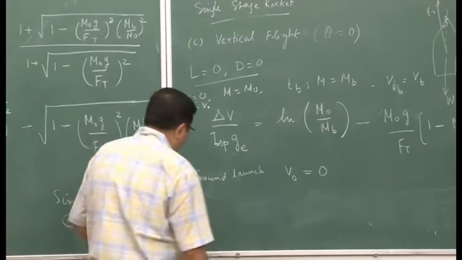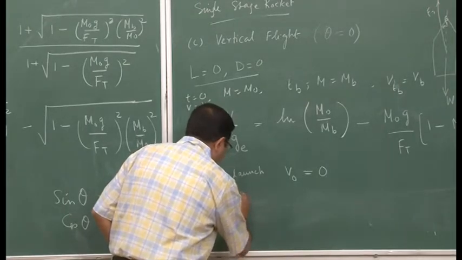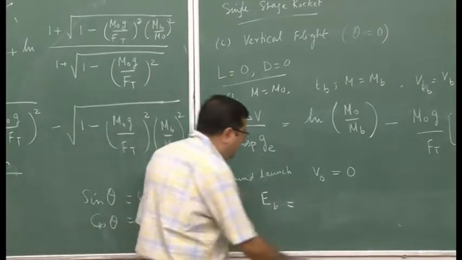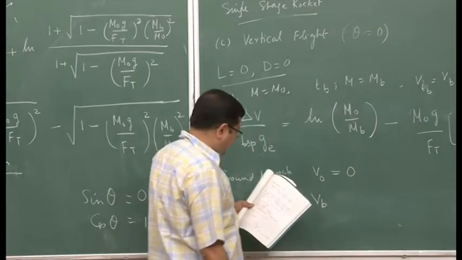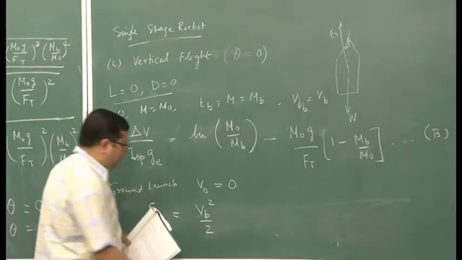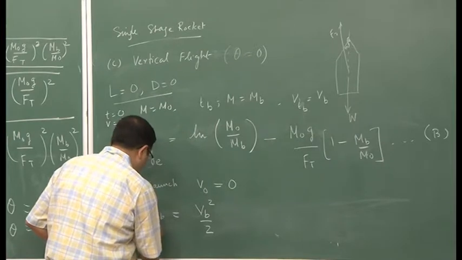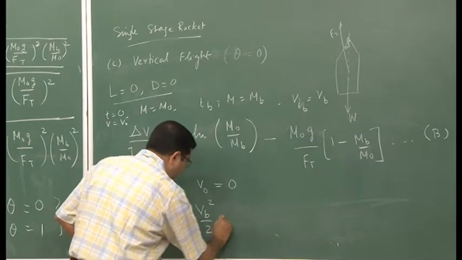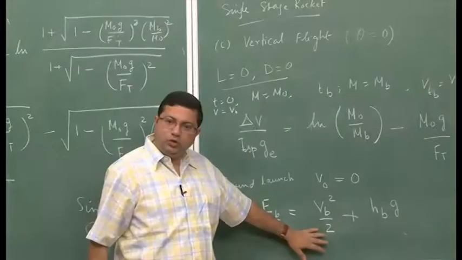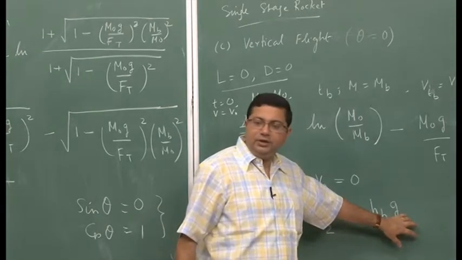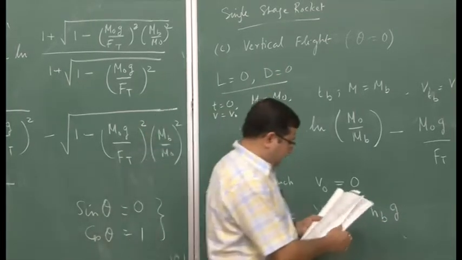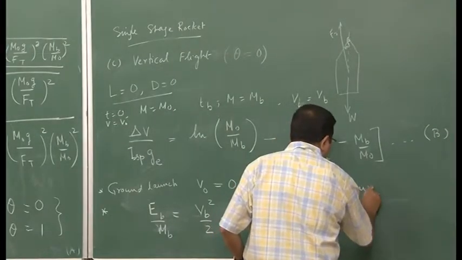So, let us say the total energy of the vehicle at burnout, E at the burnout, which is the point where all the propellant has been burned. So, the total energy there is the kinetic energy, and I am talking about per unit mass basis, so let me write it as m b v b square by 2 plus m b h b g. So, m b v b square by 2 is the kinetic energy, m b h b g is the potential energy, right. Therefore, this is the total energy of the vehicle at the burnout height h b, where I am defining h b as the burnout height, let us say.